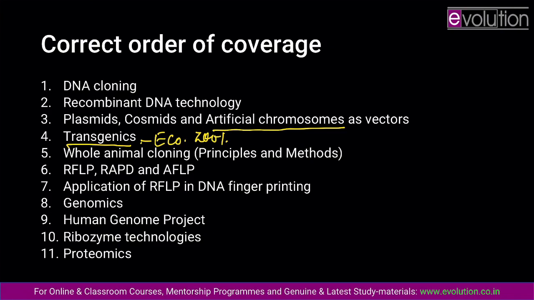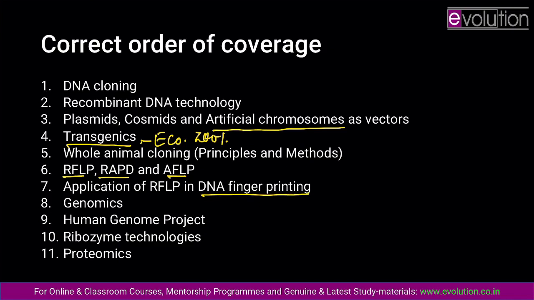We are also going to dig deeper into what are the types of cloned animals and how do we go about producing a specific type of cloned animal. After that, we will be studying RFLP, RAPD, and AFLP. The next topic is application of RFLP in DNA fingerprinting or DNA profiling.